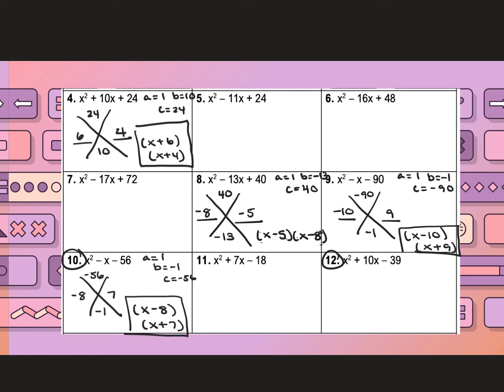And for number 12, A is equal to 1, B is equal to 10, and C is equal to -39. So I want two numbers that when I multiply them give me a -39, that when I add them together give me 10. Since my 10 is positive, I know that my bigger number is going to be positive. My factors are 13 and -3. So I have x plus 13 times x minus 3.